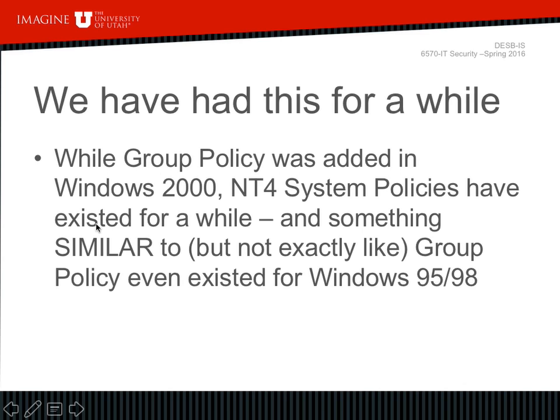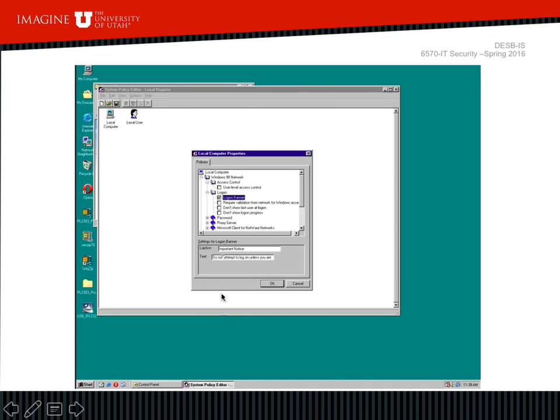So just as an aside, we've had group policy for a while. It's been around since Windows 2000, which came out around 2000. But the NT4 system policies existed a long time before that, and there was something similar in Windows 95 and 98. I actually used it quite a bit early on in my career. So this is a screenshot of a Windows 98 machine, and it's showing Policy Editor, which is very similar to what we're going to look at today, which is group policy.